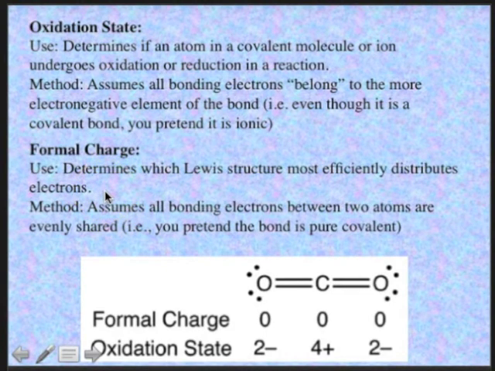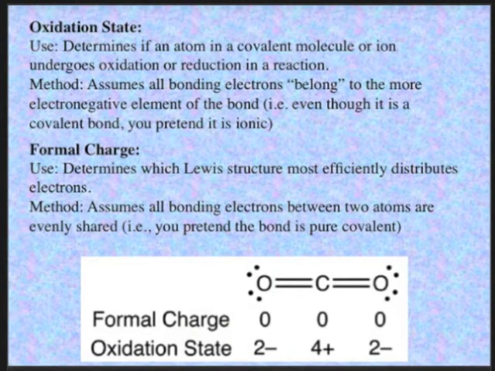First of all, there's a different use for formal charge. It's used to determine which Lewis structure most efficiently distributes electrons. And the method for doing it is very different too. We assume that all bonding electrons between two atoms are evenly shared. In other words, we pretend that the bond is a pure covalent bond with no difference in electronegativity between the bonding atoms.